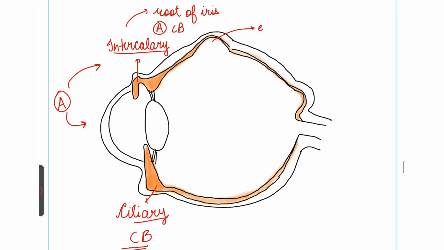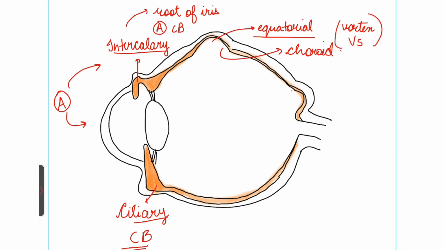Next is the equatorial. The equatorial staphyloma is due to the bulge of sclera which is lined by the choroid in the equatorial region. It occurs most commonly in areas which are perforated by the vortex veins.